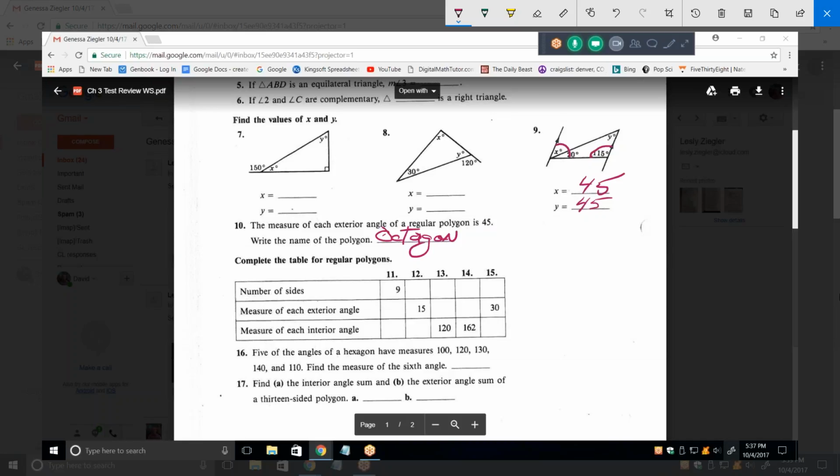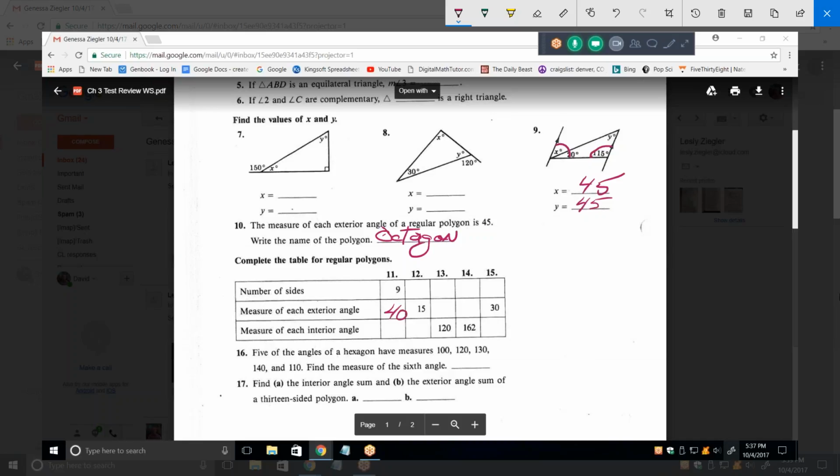Okay, complete the table for regular polygons. Well, this should be relatively easy. For a 9-sided regular polygon, what's the measure of each exterior angle? I hope you have your calculator in front of you. So, what is it again? For a 9-sided regular polygon, what's the measure of each exterior angle? It would be 40.